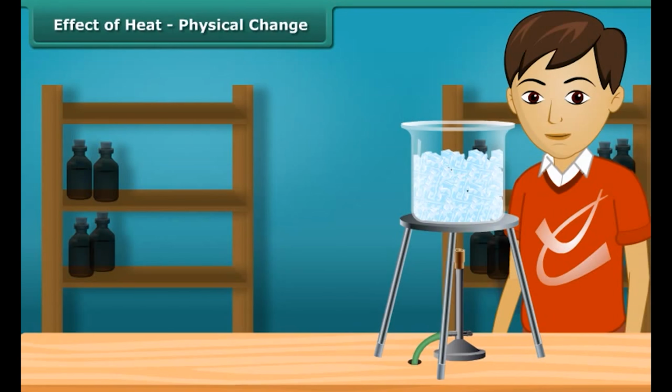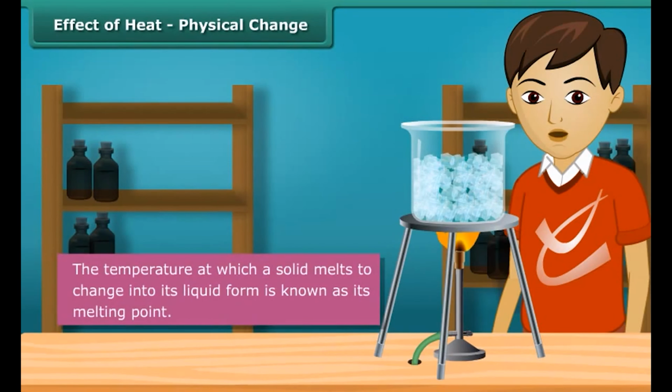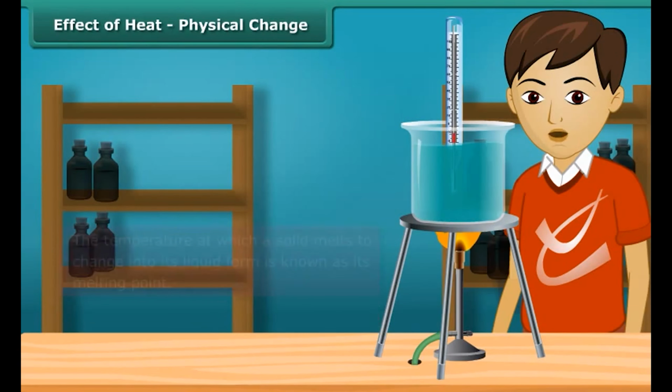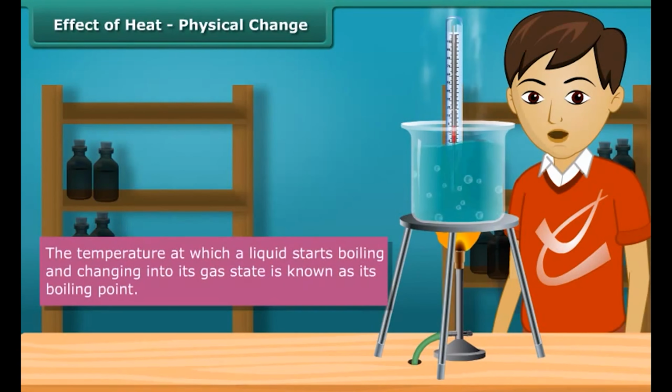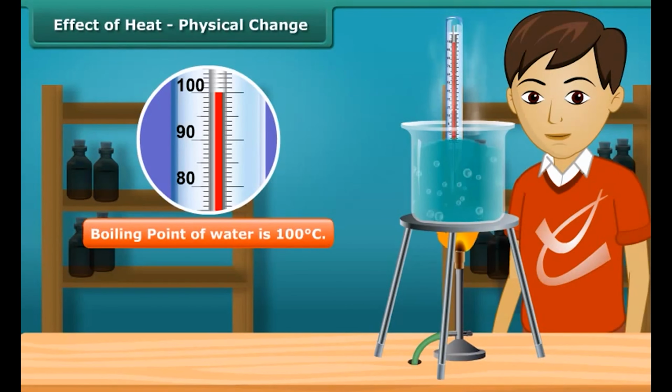Conversely, on cooling, gas loses heat to change into a liquid and a liquid loses heat to change into a solid. The temperature at which a solid melts to change into its liquid form is known as its melting point. Melting point of ice is 0 degrees Celsius. The temperature at which a liquid starts boiling and changing into its gas state is known as its boiling point. Boiling point of water is 100 degrees Celsius.